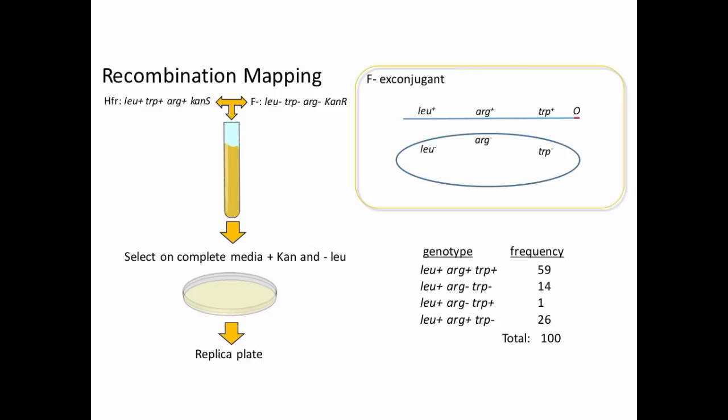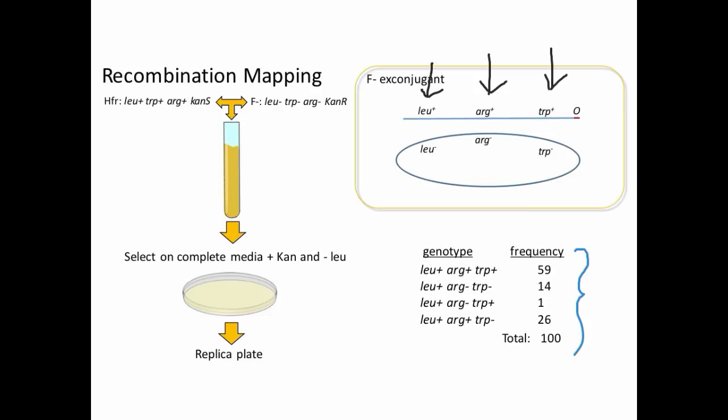So let's say we've done our recombination experiment. We've selected for the F- cells that have received the entire region of interest. We've replica plated, and then under the different conditions, we've counted the frequency of genotypes. And I'm giving you the frequency here. If we know the order of genes, which we established before as TRP closest to the origin, and then we have ARG, and then we have LEU.